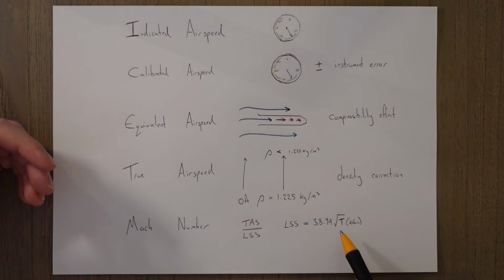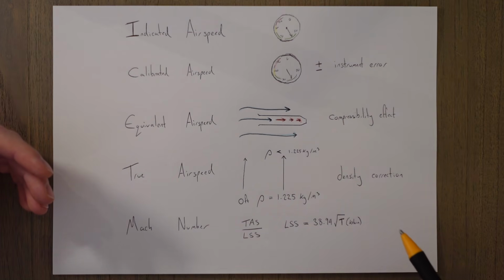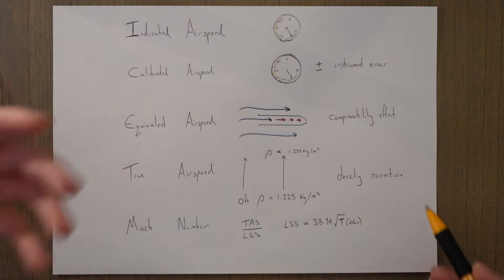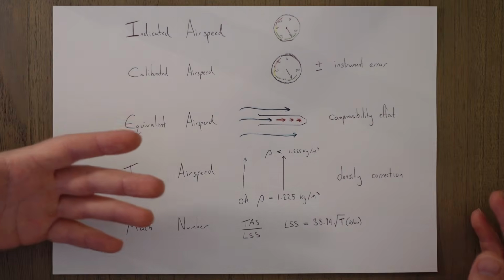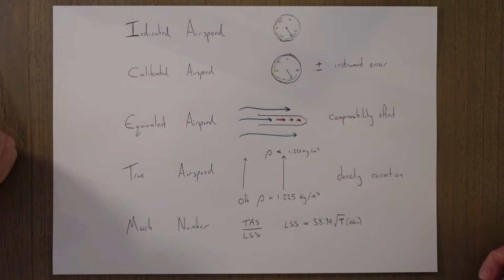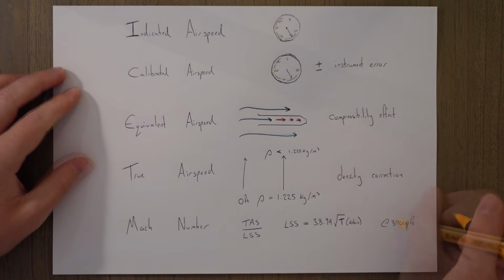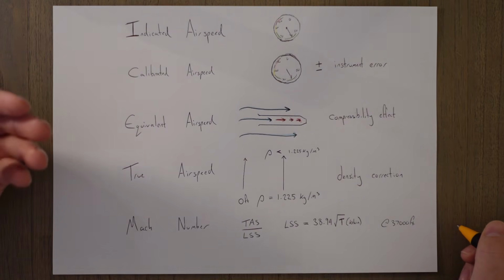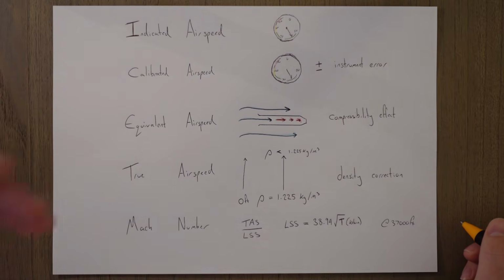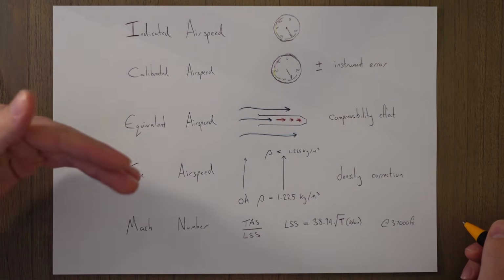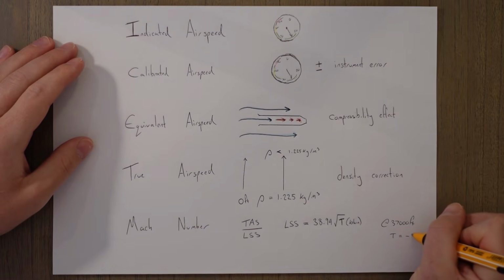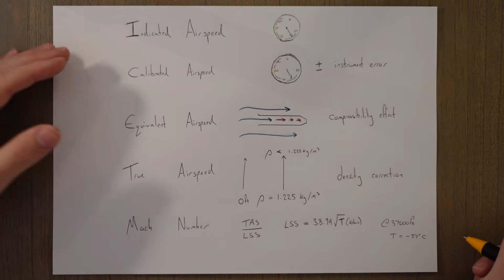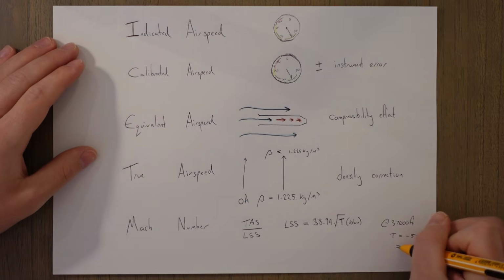We've got 38.94 times the square root of the temperature, with the temperature in Kelvin. So if you apply the temperature of an ISA day at 37,000 feet, let's just do this as a live example. Let's say at 37,000 feet, the temperature is going to be minus 57 degrees because we're above the tropopause, which is at 36,090 feet, and the temperature stops reducing above the tropopause, meaning that the temperature is minus 57 degrees C, and that is 216 Kelvin.